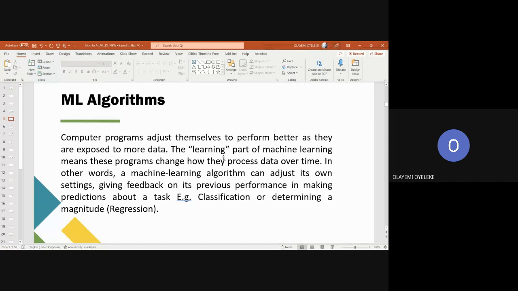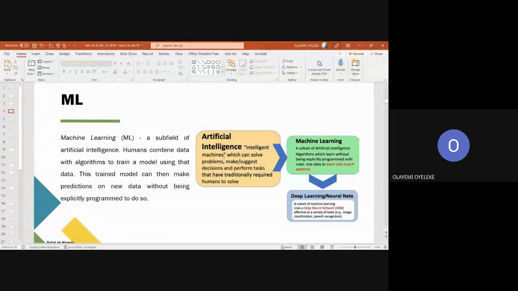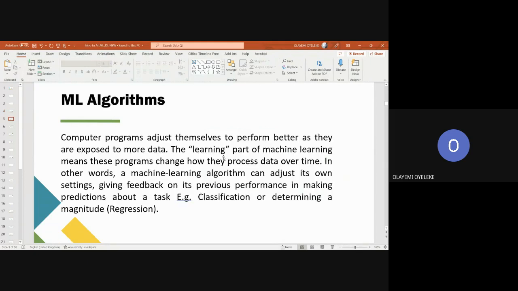So now, in the last slide, I told you that whenever we are doing machine learning, we are simply combining data with computer algorithms in order to train a model. So that brings us to the next question. What are these algorithms? What are ML algorithms? Algorithms are just computer programs that adjust themselves to perform better as they are exposed to more data. So they thrive on data, they learn from data. The learning part of machine learning means that these programs can change how they process data over time. In other words, a machine learning algorithm can adjust its own settings, giving feedback on its previous performance in making predictions about the task.